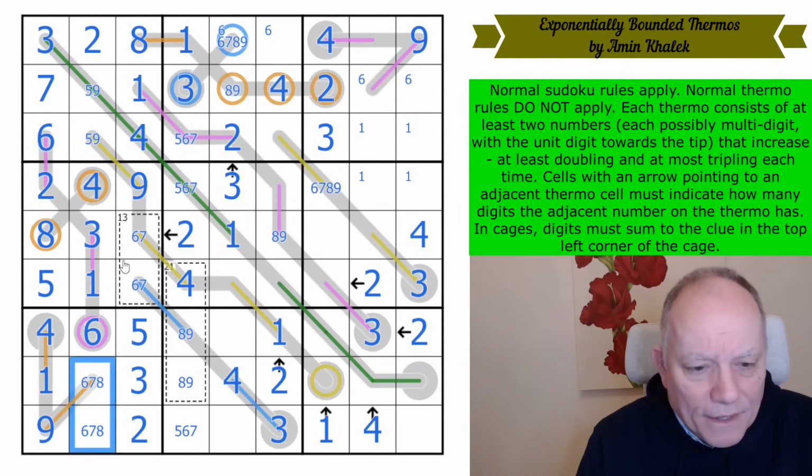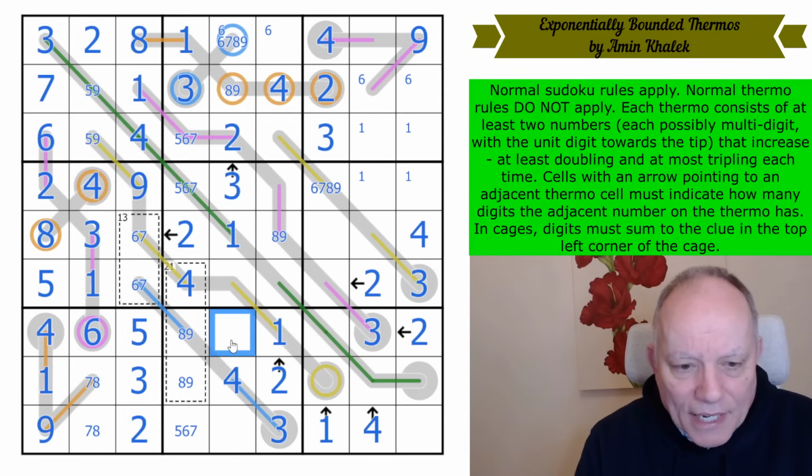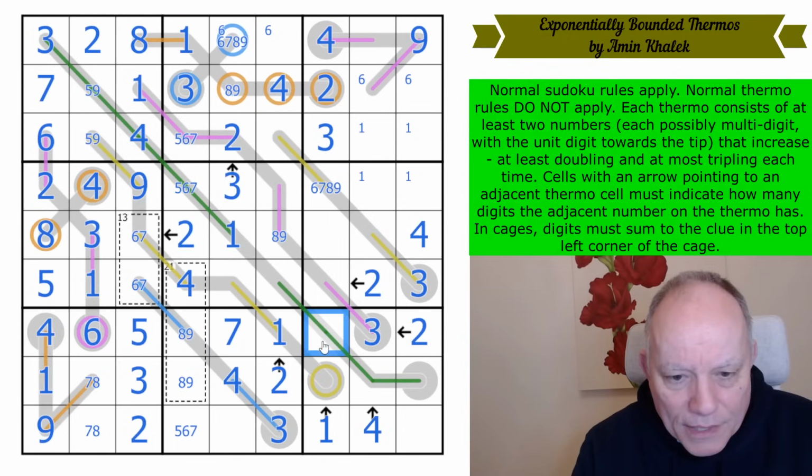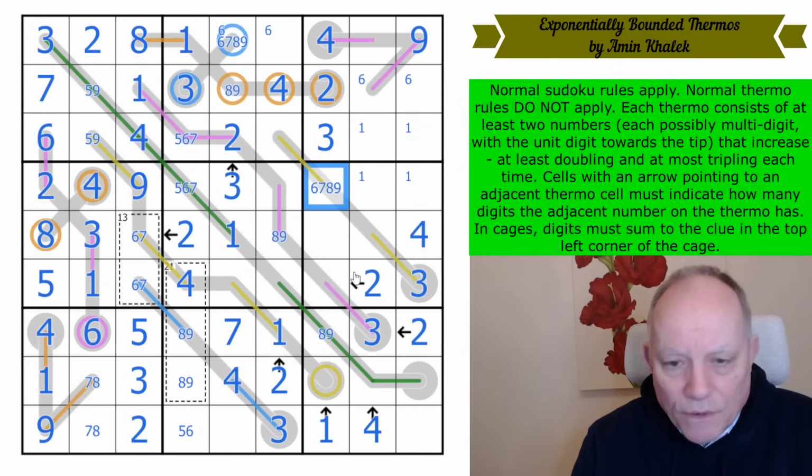Yep. Maths tells me I'm right again. That is now a 7. It sees 1, 2, 3, 4, 5, 6 in its row and 8, 9 in a pair in its box. That is 8 or 9. This is not 7. This is not 9. 2, 4, 9, 3.